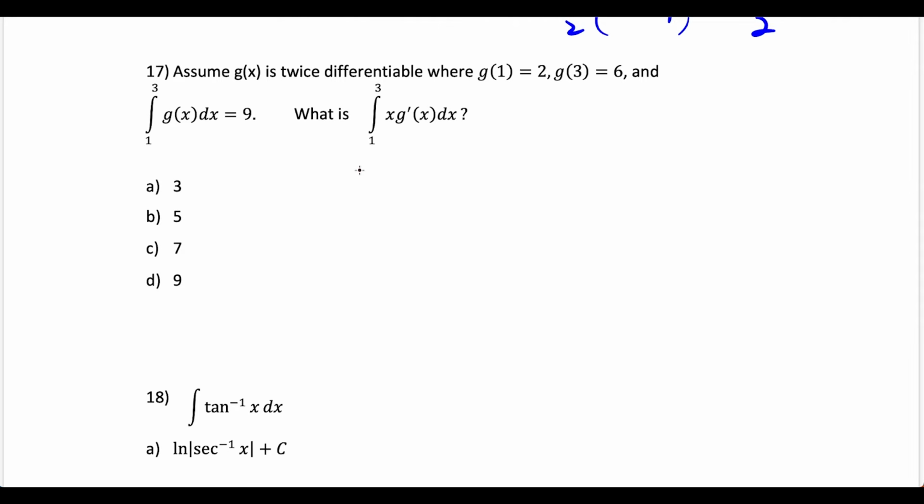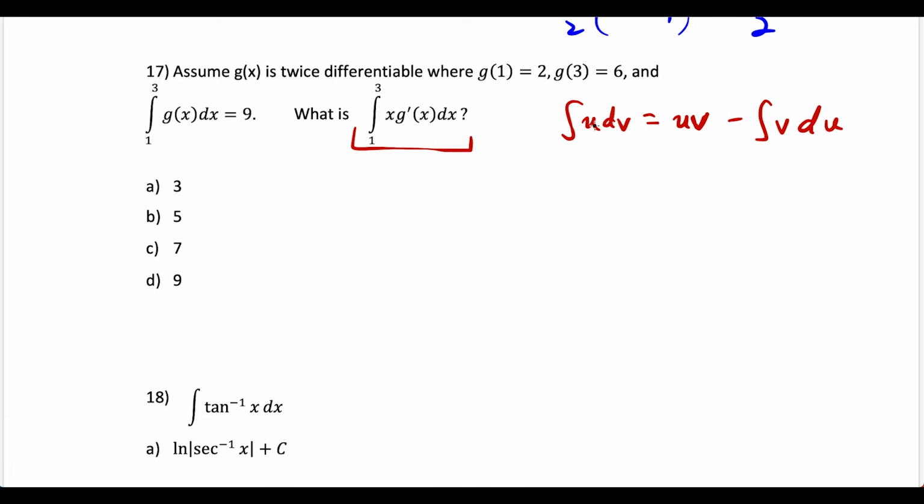So question 17, we got to know integration by parts. We want to know what is this definite integral here. And for integration by parts, you should be looking for something in the form of the integral of u dv is equal to, we would have u times v minus the integral of v du.